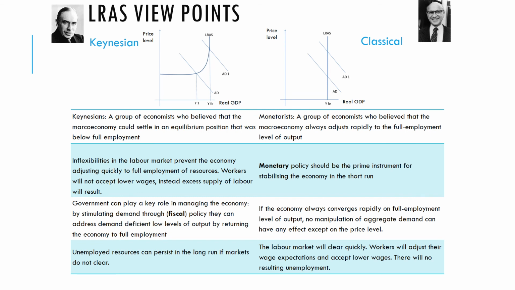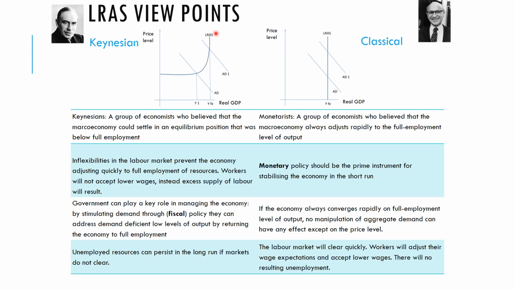So a comparison of the two viewpoints, and it might be worth taking a screenshot of this, printing it out and putting it in your notes. The classical view on the right-hand side said that in the long run, the economy should always revert to the full employment level of output. And any changes in demand will only lead to a change in the price level, not how much is being produced. The only way you can change how much is being produced is through supply measures, so only through changing the level of aggregate supply.